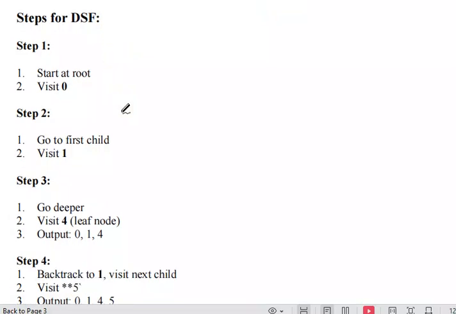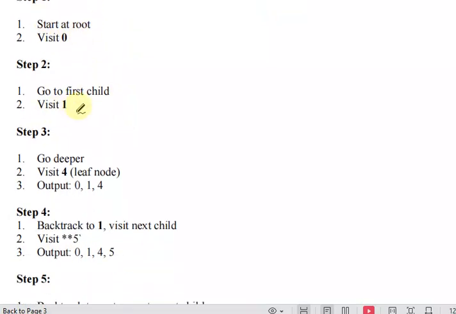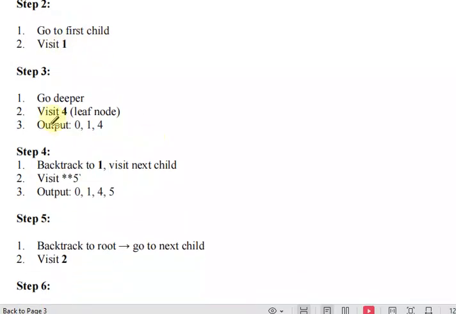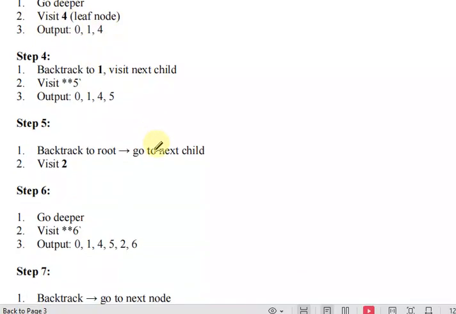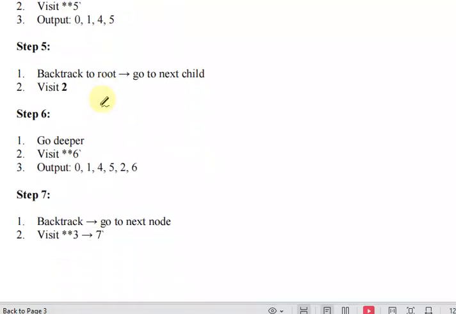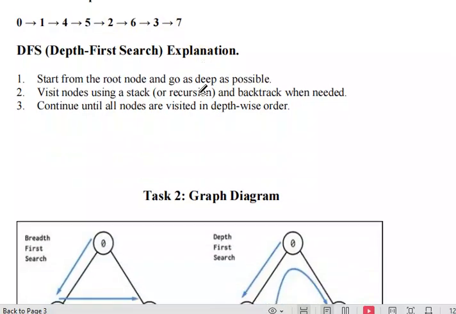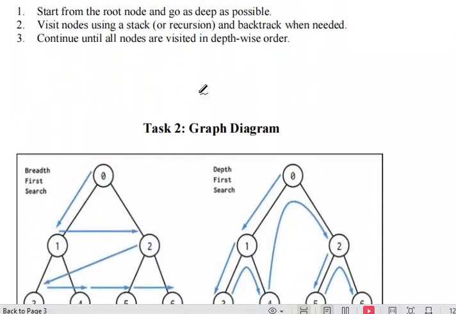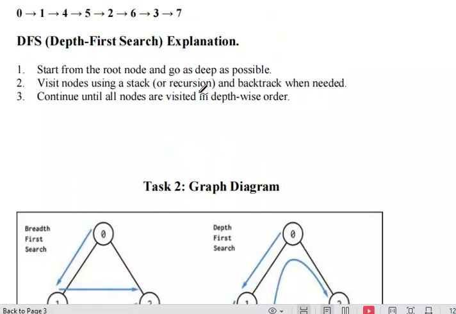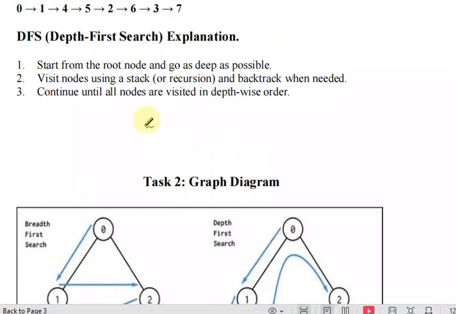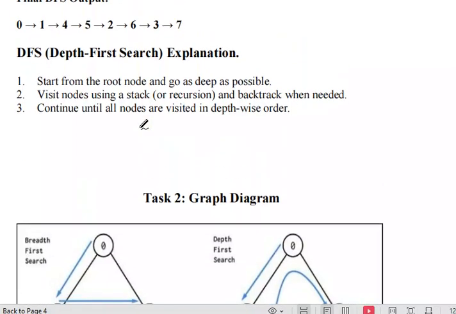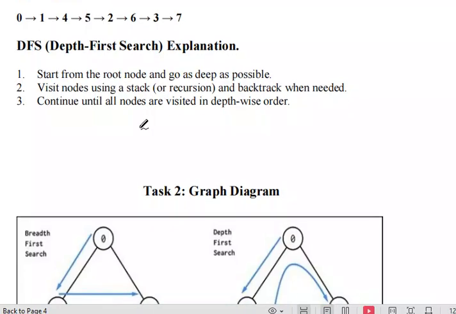Same as for DFS, starting from root 0, go to visit 1, visit 4, and visit 5. Same as above, which I have told: 0, 1, 4, 5, 2, 6, 3, 7. These are the outputs. I have little time, so I am explaining quickly. I have to cover it in 3 minutes.